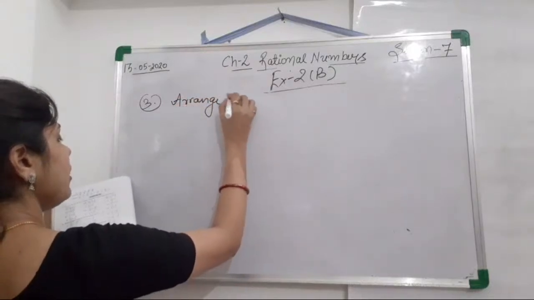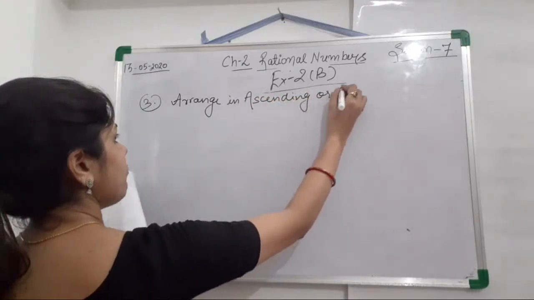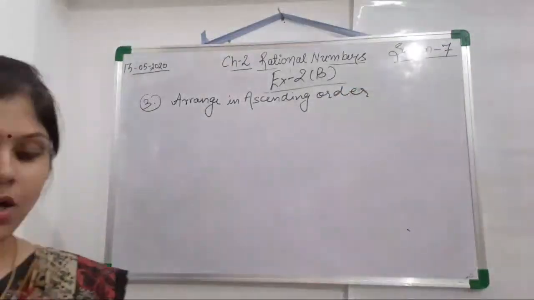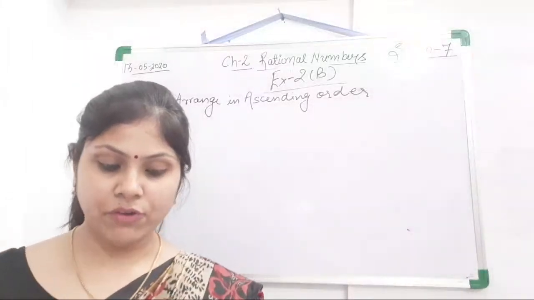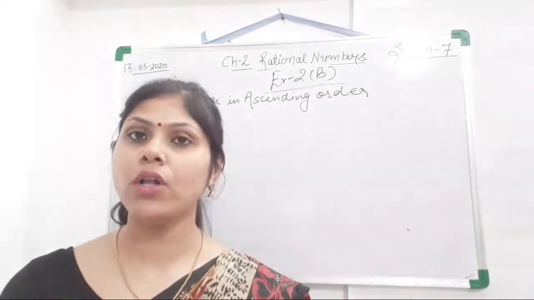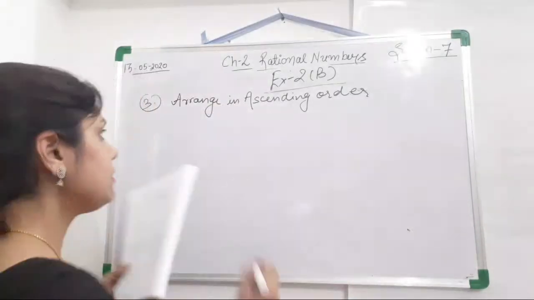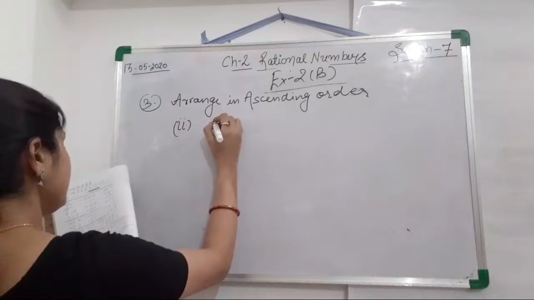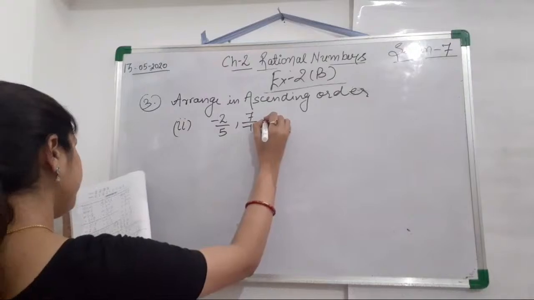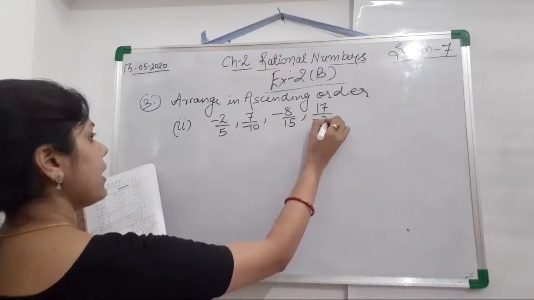Arrange in ascending order. You have to arrange the rational numbers into ascending order. The first one is very easy, just like a fraction question because all the numbers are positive. That's why I am doing the second one. Fine. Let me do the second question. The second question is minus 2 by 5, 7 upon minus 10, minus 8 upon 15 and 17 upon minus 30.